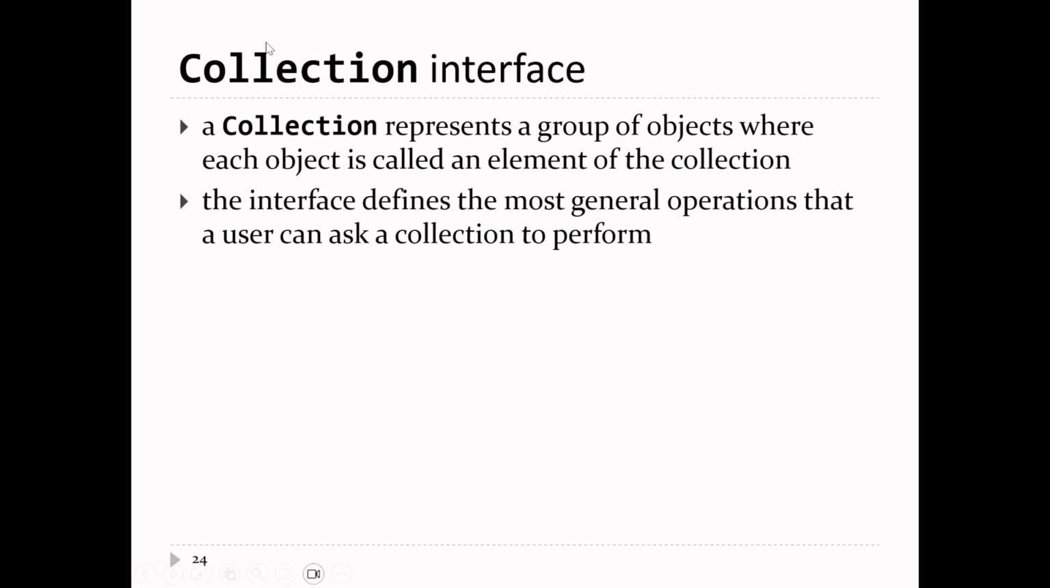So what does Collection do? A collection represents a group of objects where each object is called an element of the collection. It doesn't say every element has an index. It doesn't say anything like that. It's just this group of elements.